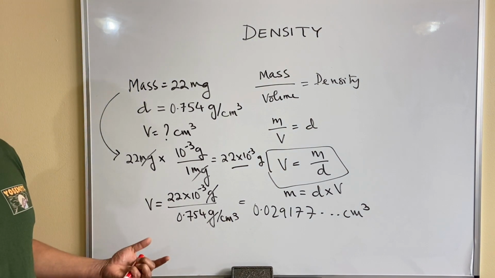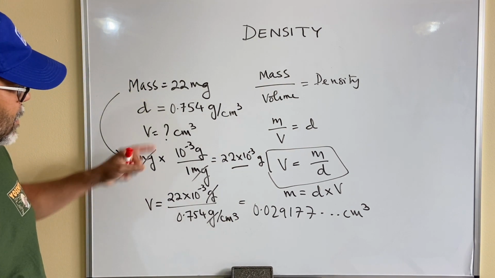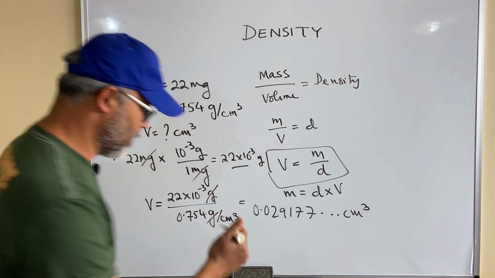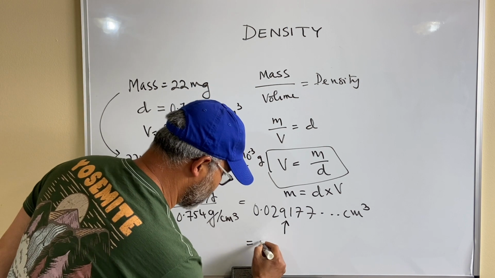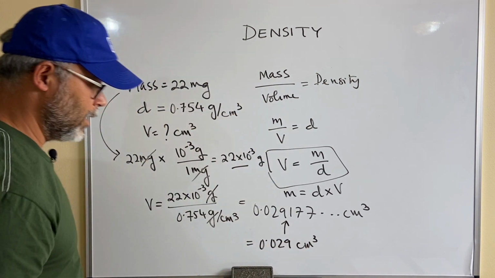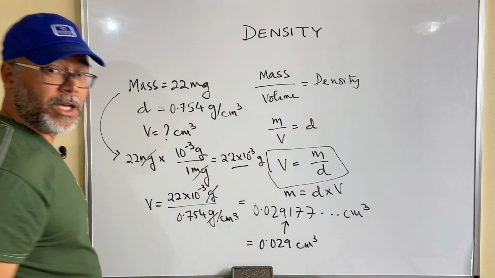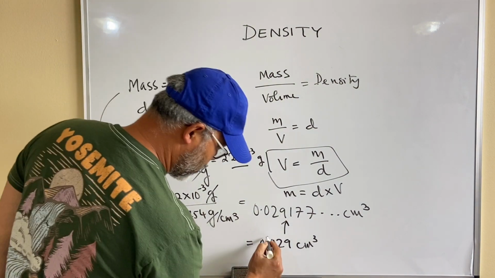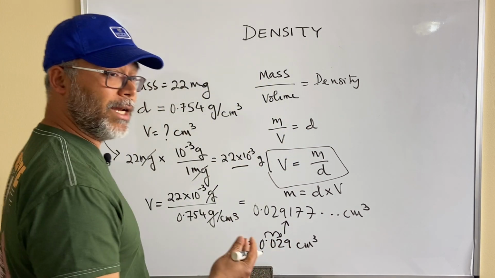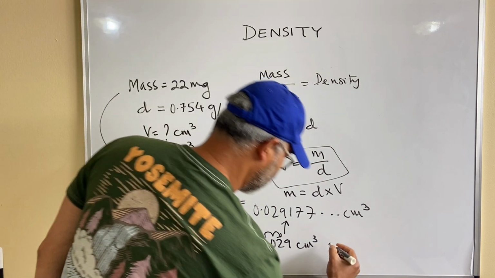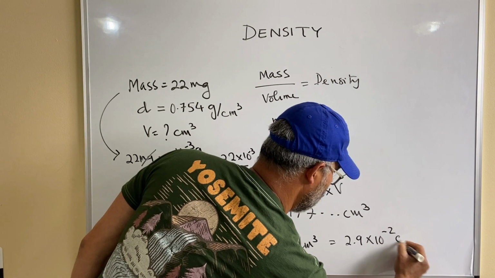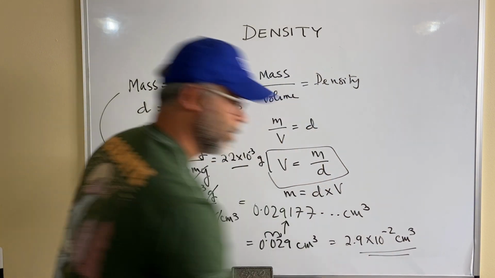So now we have to round to the correct number of significant figures. Since the density is 3 and then the mass given to us is 2, we have to restrict our answer to 2 significant figures. So we have to stop there. So that's 0.029 centimeter cube. Now we can leave this as is, or we can change this to scientific notation. So we can move that 2 places to the right. And if you remember R and LP, if you move to the right, you got to add a negative power of 10. So that's going to be 2.9 times 10 to the negative 2 centimeter cube. There you have it.